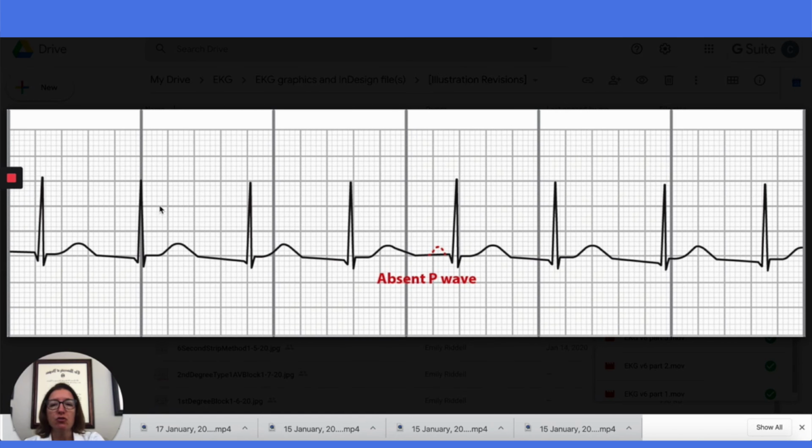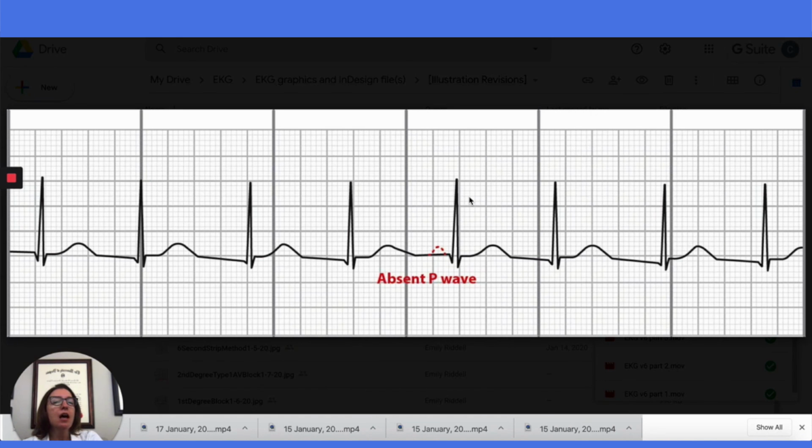Again, the strip is regular. We have equal distance between our R waves. But we can see that we are missing our P waves, which is one of the things that will happen when you have a junctional rhythm. So we know this isn't normal sinus rhythm because we're missing these P waves. Let's look at the rate. If we count the number of small boxes between the R waves, we will see that there are approximately 18. If we take 1500 divided by 18, we get 83 beats a minute.